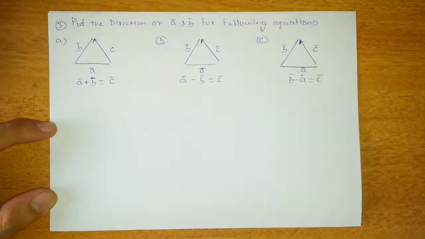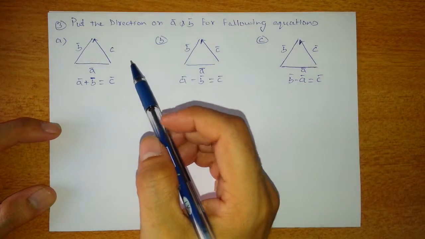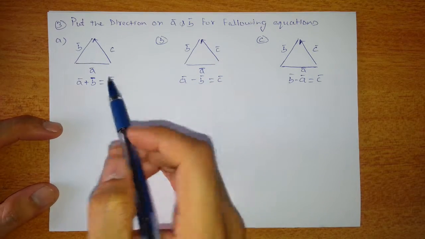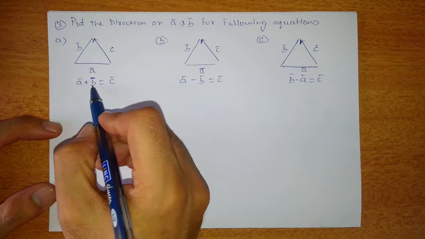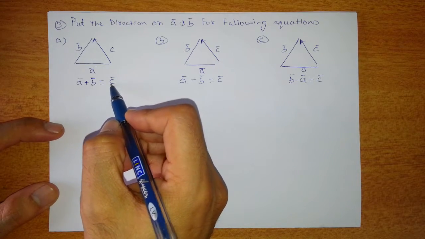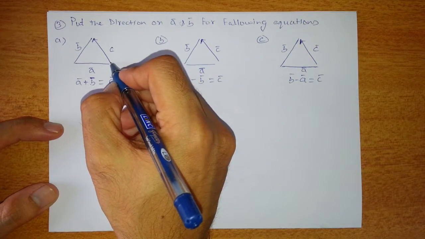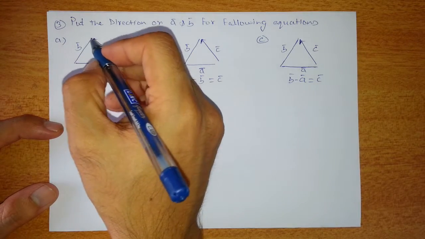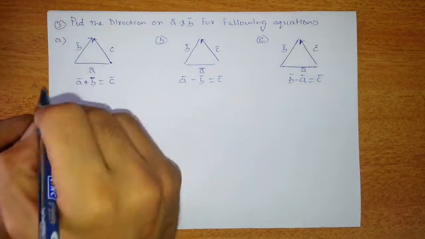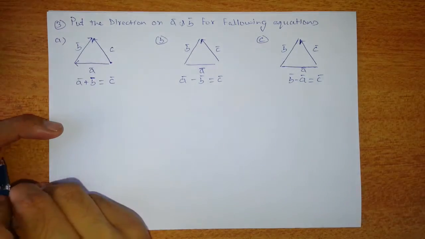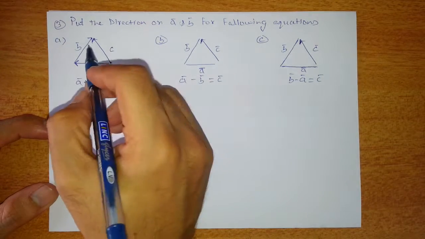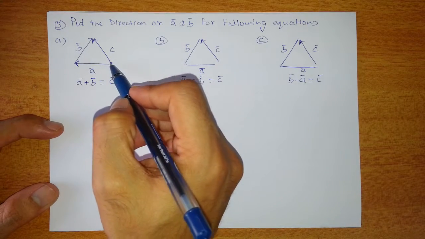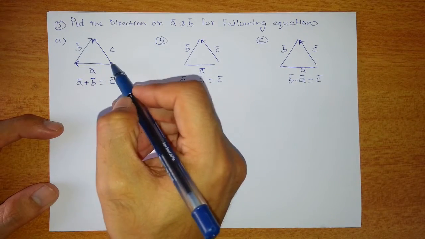In this question, we have to find the direction of A and B for the following equations. In this, A vector plus B vector is giving C. So C must start from the loose tail to the loose head. So this should be the head of B and this should be the head of A. Okay. We have to give the arrows to A and B. Again, C is the resultant of A and B.